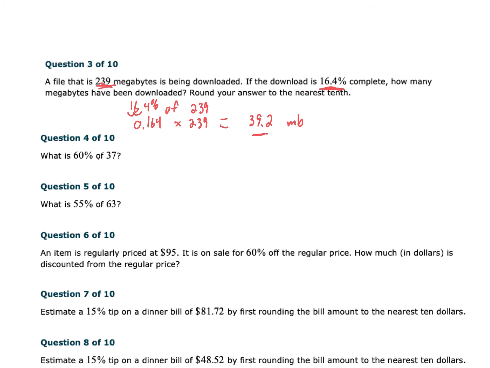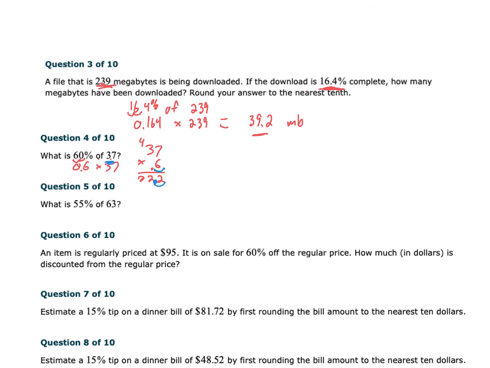Okay, 60% of 37. 60%, move the decimal 2 times. 60 hundredths or 6/10 times 37. Okay, we can line up 37 times 6/10. Remember, we're going to ignore our decimal. So we have 222. Now we have to look at how many decimals are in both of our factors. Just one decimal, so it's 22.2, which makes sense. It's got to be less than 37.